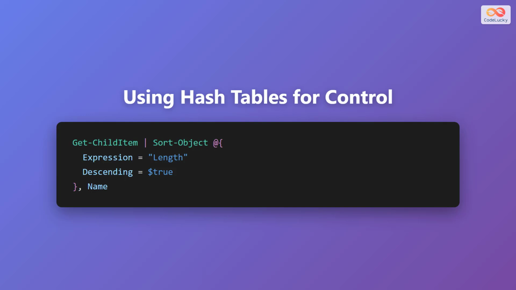For even more control, you can use hash tables. This allows you to specify different sort orders for different properties. In this example, we're sorting files from Get-ChildItem. The hash table specifies that we want to sort by Length in descending order to get the largest files first. Then, for files of the same size, we sort by name in the default ascending order. The Expression key tells sort-object which property to use, and the Descending key set to $true reverses the sort order for that property.